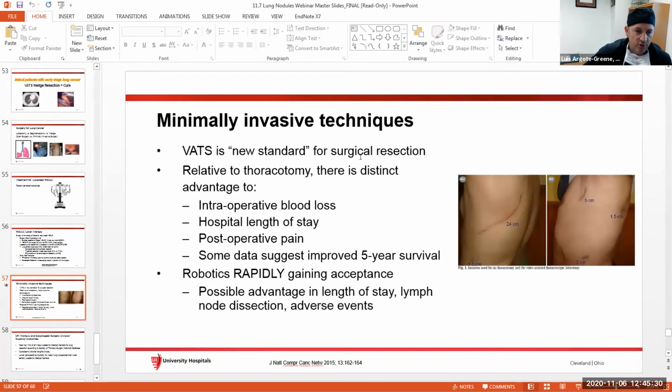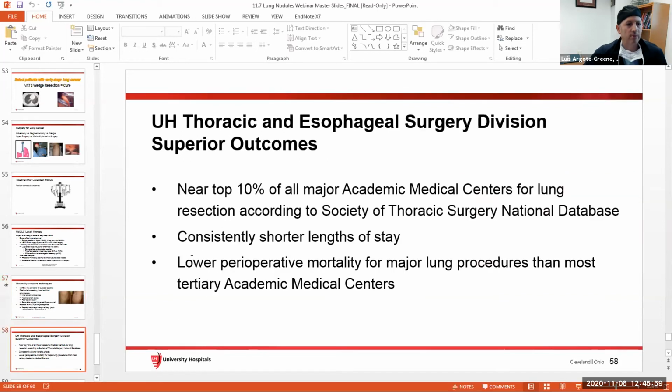It's a new standard for surgical resection, and it offers less blood loss. We have minimal blood loss, usually less than 50 cc's. The hospital length of stay is much less, there is less post-operative pain, and some studies suggest we have better 5-year survival, which I agree. And robotic surgeries are rapidly gaining acceptance, and I think that's the future. So we're doing it now.